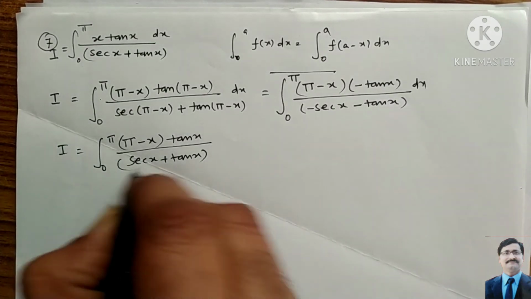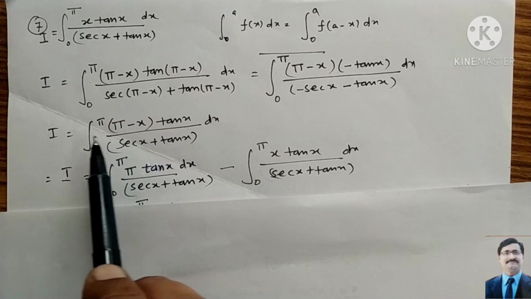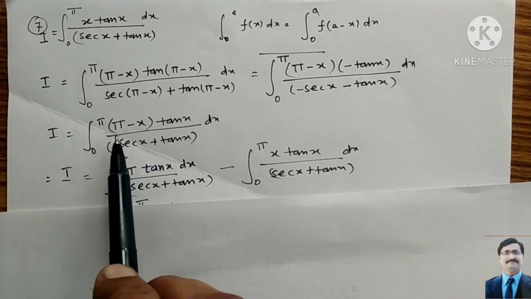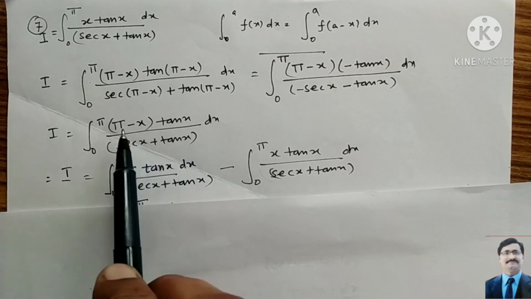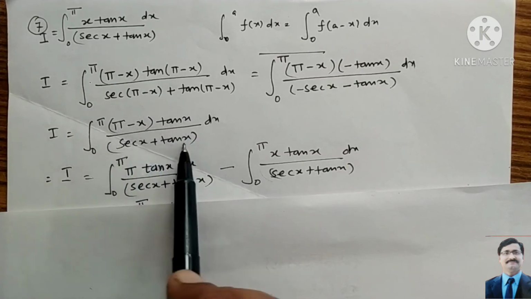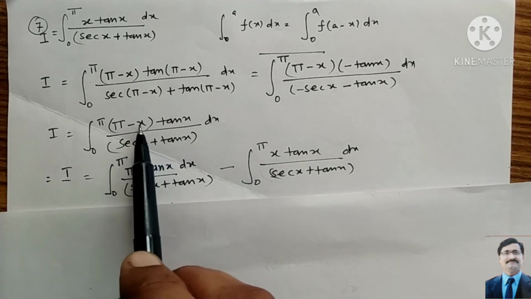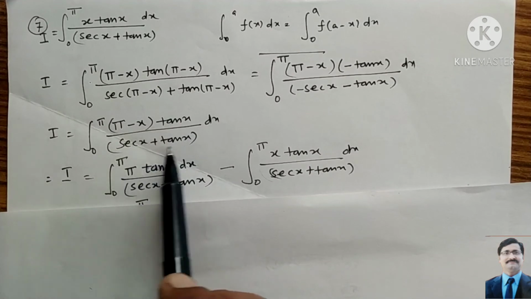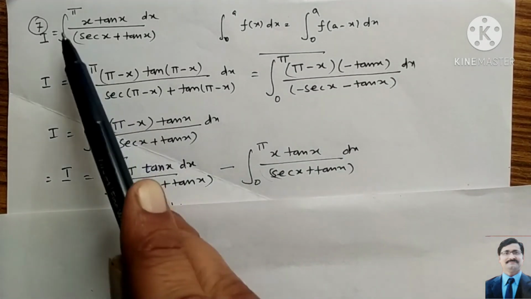Okay, and dx. After this we open the bracket, integral from 0 to pi of (pi minus x) tan x upon sec x plus tan x. We open the bracket, meaning pi into tan x upon sec x plus tan x, and the second part will be minus x tan x upon sec x plus tan x. This is separate, and this is the same as the original question.